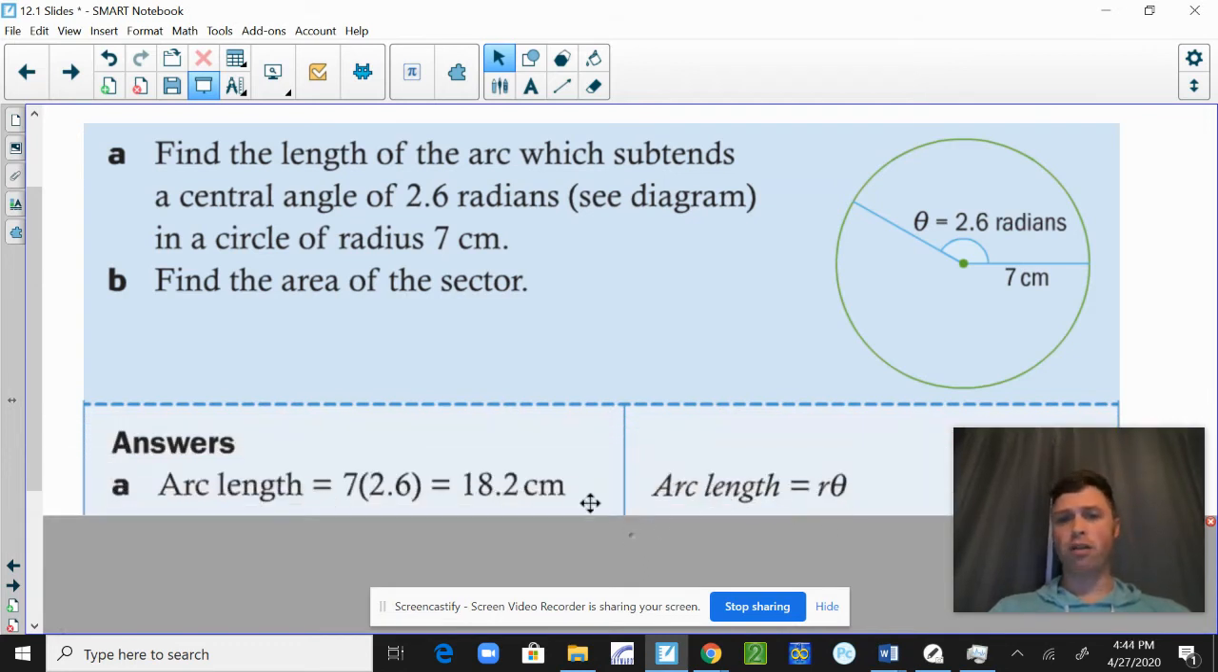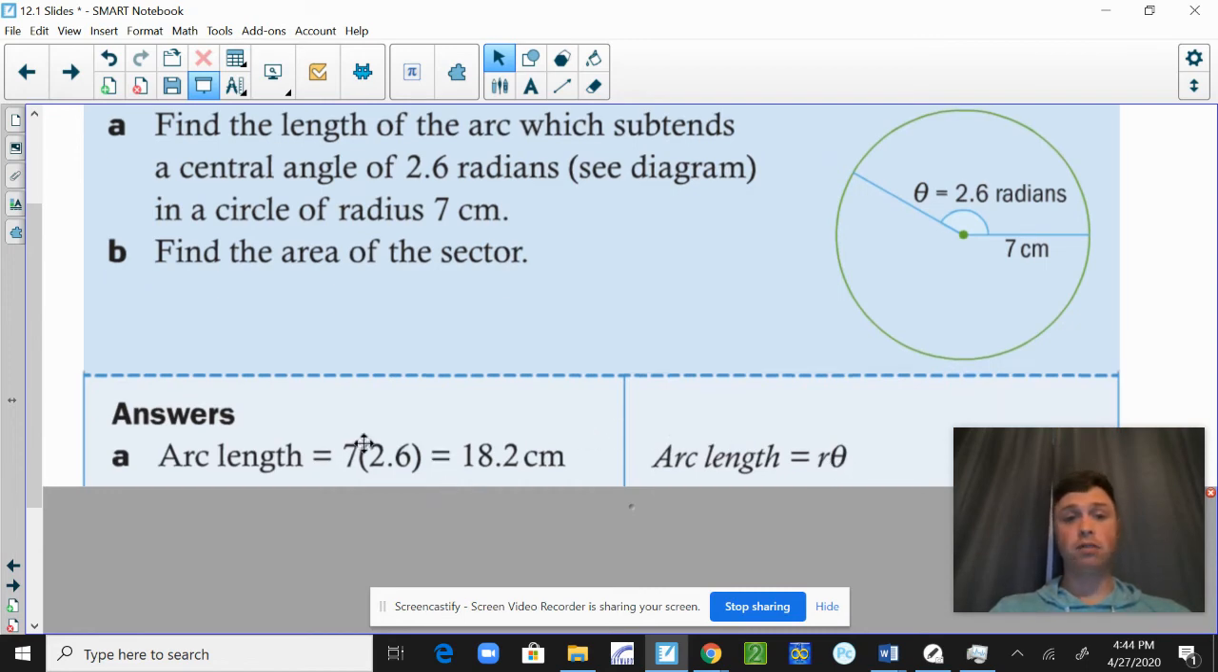We just multiply the arc length here when the angle is in radians like this, which is nice. The arc length is just the product of the radius times the angle. So that one's pretty easy. We just multiply those two values together. 7 times 2.6 is going to give you 18.2. Simple as that, 18.2 centimeters.